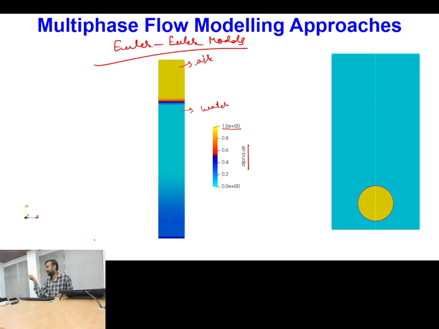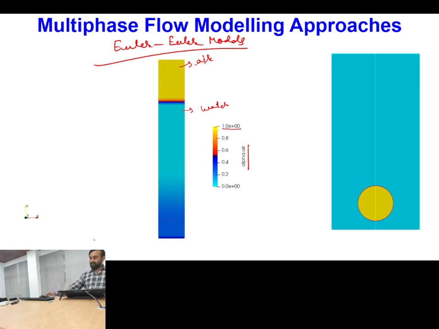Only if I have to determine that type of zones, if I only have to determine what my void fraction is within this tube, then I will be going for Euler models. Okay, I will be considering the two mediums to be continuous only, and then I will be simply seeing where the volume fraction of one medium is high and where the volume fraction of the other medium is high.